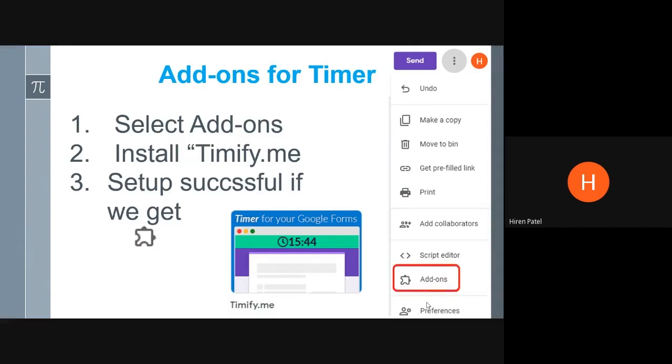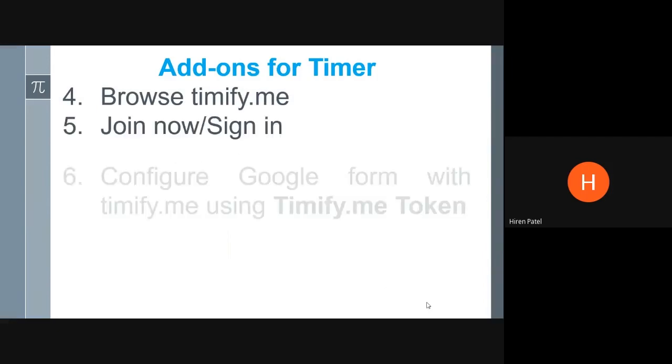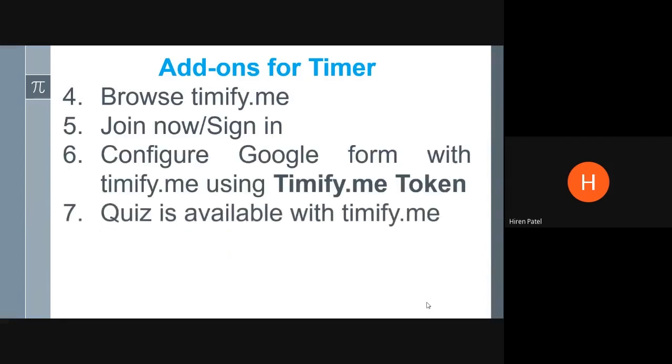Now we move on to a few other steps. You need to browse timify.me. That's the website you need to visit, because just by adding the add-ons you cannot do these things. First you have to connect your Google form with timify.me. So the next step is to browse through timify.in, join now or sign in.